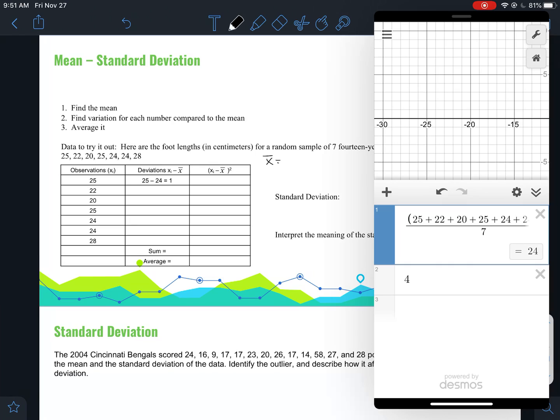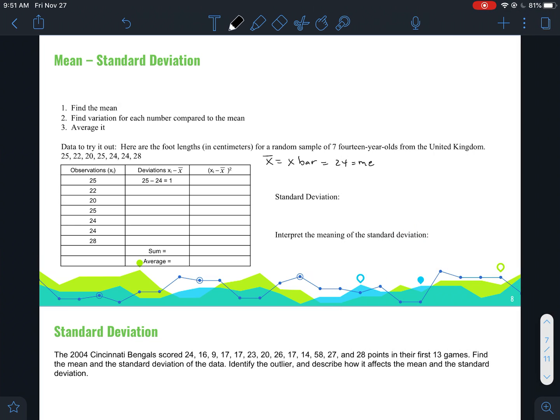So we found the mean. The mean is 24, and we call that X bar. So now you're going to take each individual data point. Xi is going to represent each individual data point. And you're going to figure out how each individual data point varies from the mean.